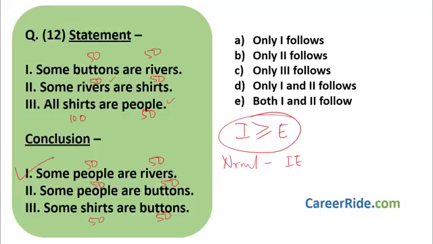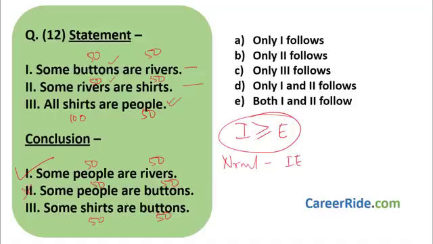Some people are buttons. People 50. Do we have people and button in one sentence? No, button over here, people over here. First take these two sentences. Button and shirt. What is the common over here? River. Here river 50, here river 50. Is any one river having 100? No, both of them are having 50 only. We cannot move ahead. Second conclusion, not valid.